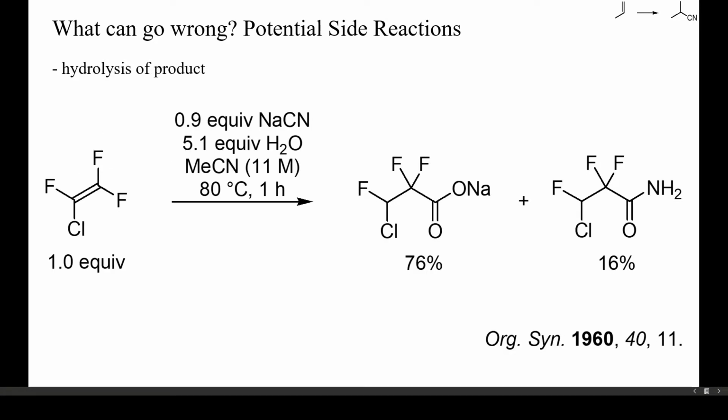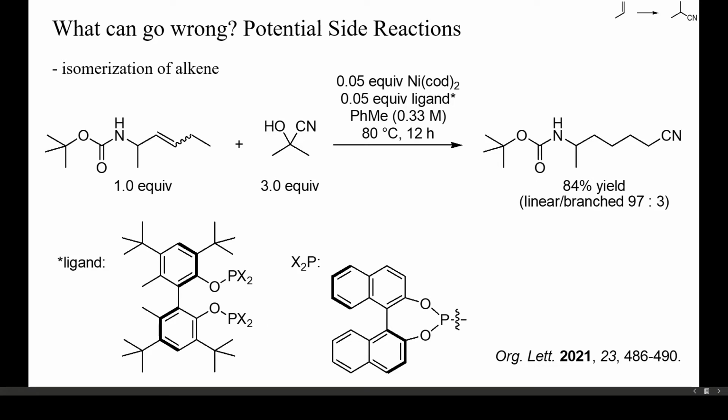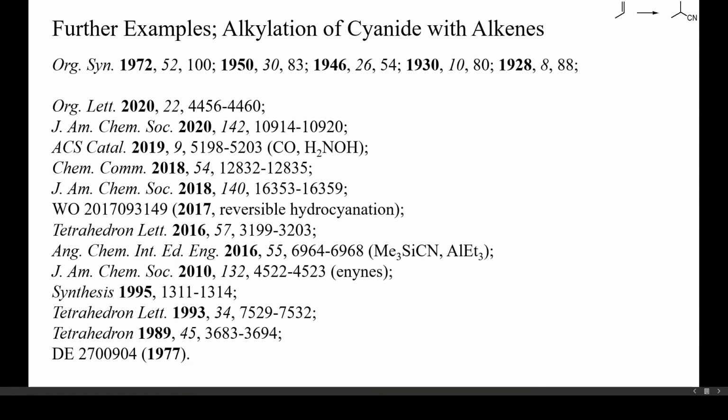Nitriles with strongly electron-withdrawing groups readily undergo hydrolysis. Here, an alpha-fluorinated nitrile was formed by Michael addition of cyanide to a fluorinated alkene, but instead of the nitrile, only a mixture of sodium carboxylate and amide could be isolated. Nickel phosphide complexes can also isomerize alkenes in unexpected ways, as in this example. Interestingly, no enamines or cyanohydrines were formed, and mostly the hydrocyanation product of the terminal alkene was obtained in high yield. Here are some further references which you can also find in the description of this video.